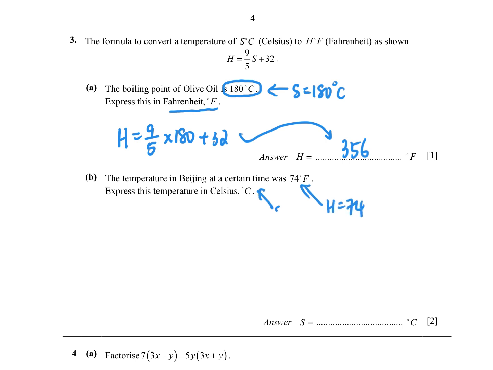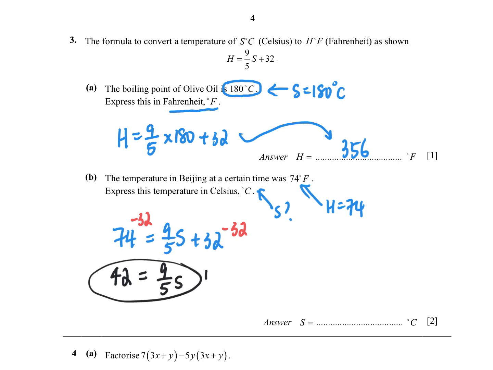Next one is they tell me that H is 74 and they say can you find S? So we just plug in. It's an evaluate question. So 74. So it's like a normal equation. You subtract 32 on both sides. So you get 42. So the moment we see this, we give 1 mark. Okay, that means you know that this is the first step to simplify.